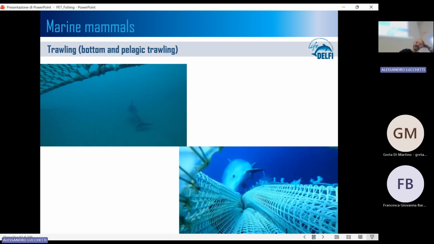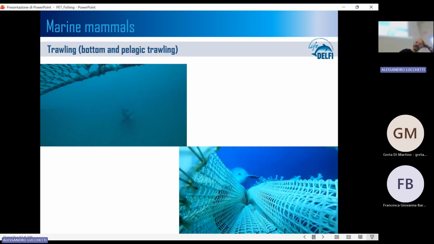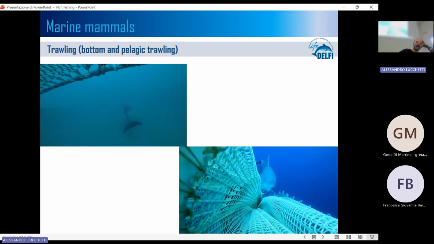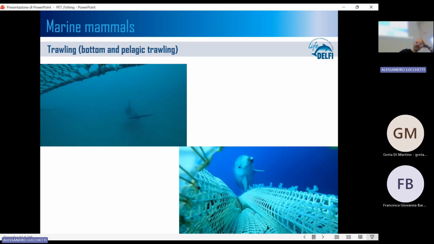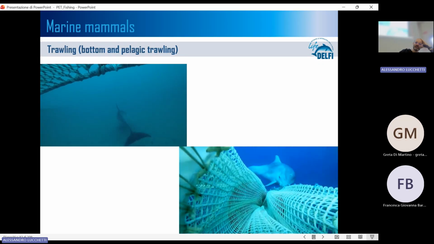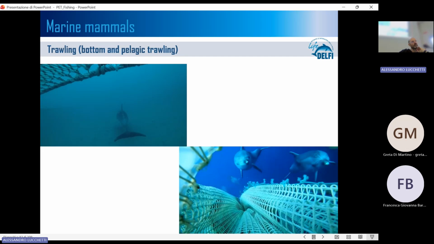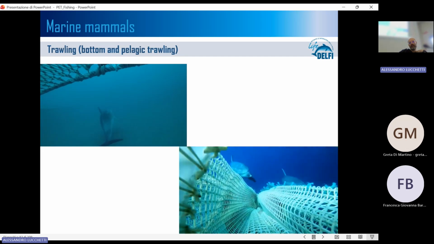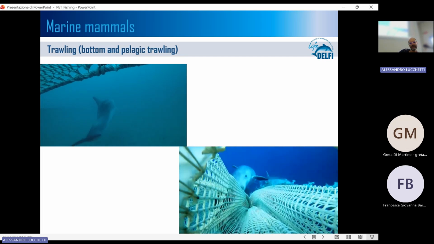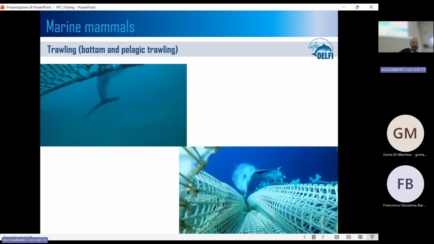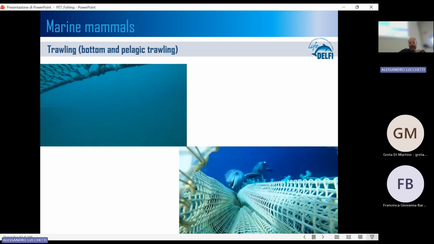This dolphin seems exactly to play with the net. I mean, there is not any interaction for food or for prey, etc. The dolphin simply seems to play with the net. Obviously, it's a risky play, but it's a risky game, but okay.